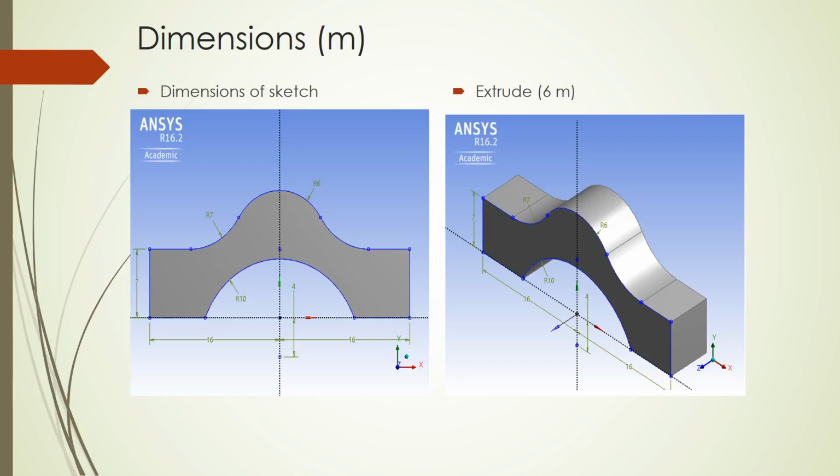Our bridge has a height of 7 meters and a total length of 32 meters. The radius of curvature at the bottom of our bridge is 10 meters. After we sketch the cross-sectional area, we extrude 6 meters in the z direction.